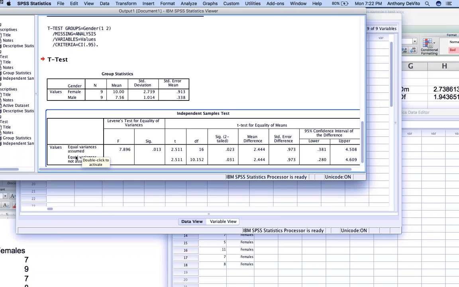I'm going to reject that and use the bottom row if my p-value for the test of the equality of variances is less than 0.05. Is my p-value less than 0.05? It is, right? Can you guys see that? It's less than 0.05. So which row do I use? Use the bottom row, right?